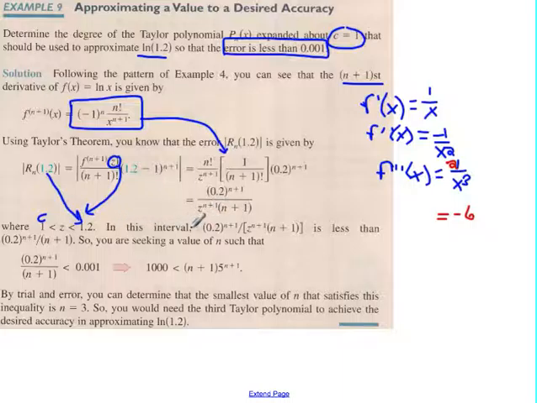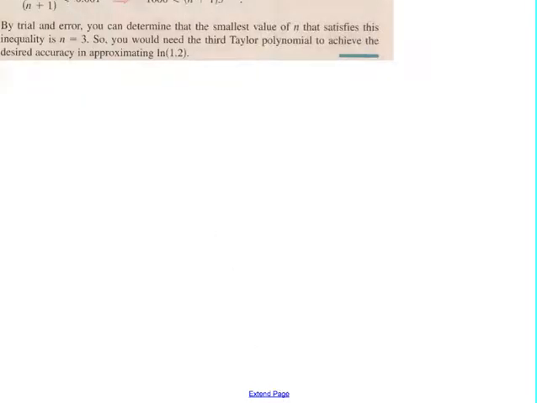So it says in that interval, provided that z is between 1 and 1.2, this whole thing is less than this. So why is this guy less than this? I like to write that out. So let me extend the page a little bit, and let's write that out.